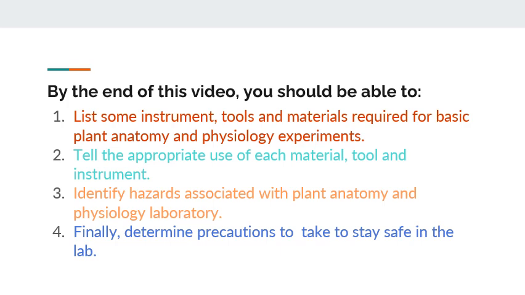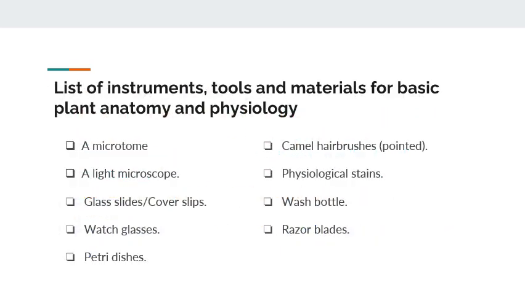You should be able to tell the appropriate use of each material, tool, and instrument. You should be able to identify hazards associated with a plant anatomy and physiology laboratory. And finally, you should be able to determine precautions to take to stay safe in the lab. So let's get to it.